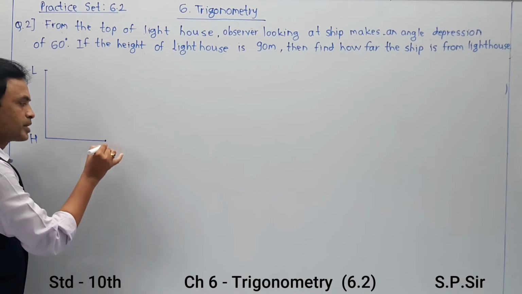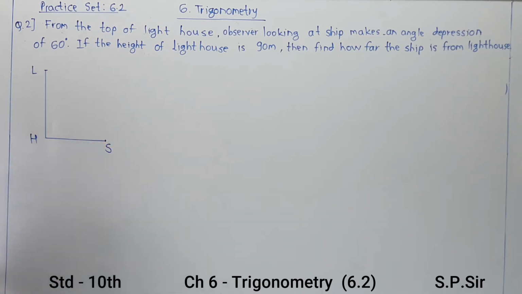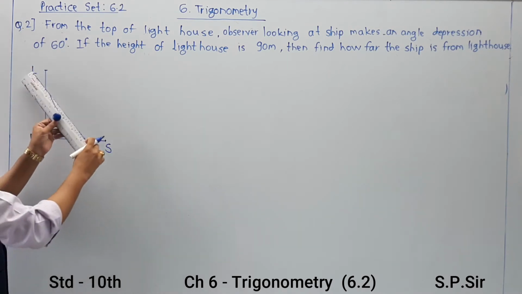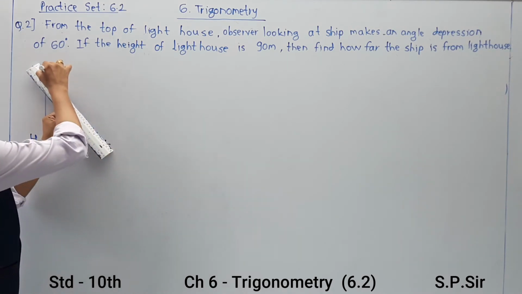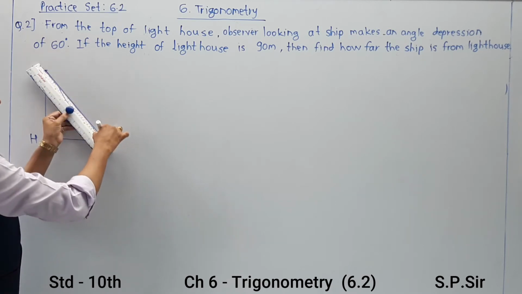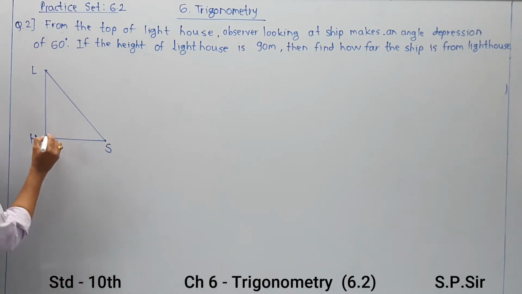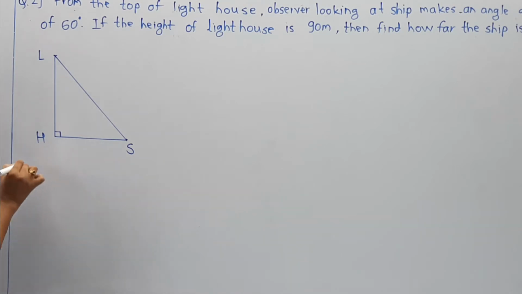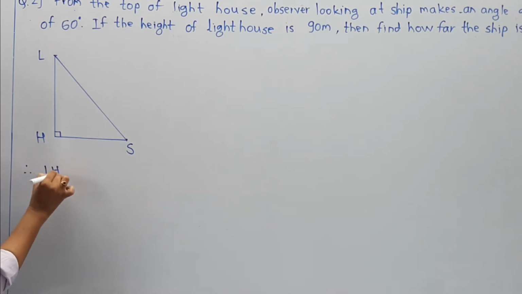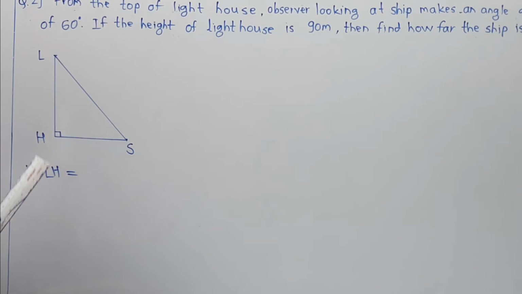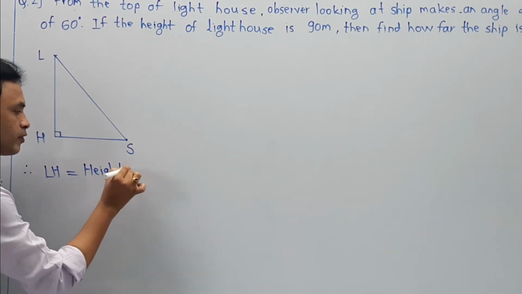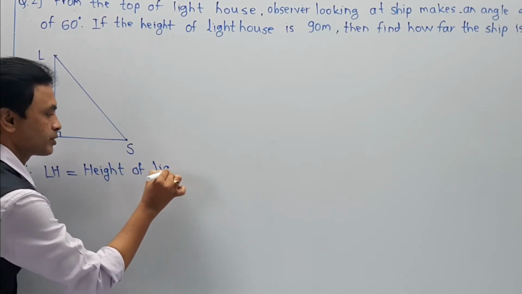Let us say this ship is somewhere over here, and this is the ship, so I'm going to call it S. And the observer over here is observing this ship, so I'm going to draw that line, and definitely that line is a straight line. And the next concept, this angle must be 90 degrees. So one by one, in the given structure, LH is nothing but the height of the lighthouse.